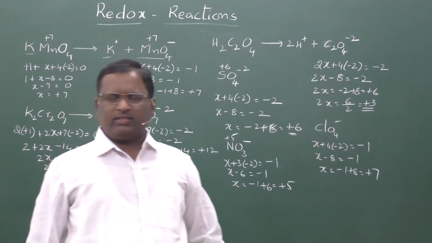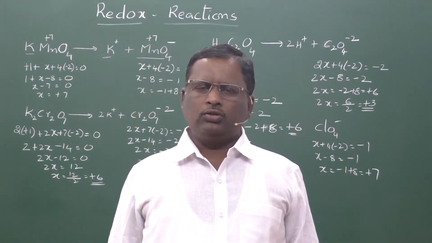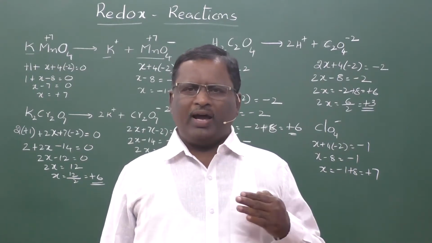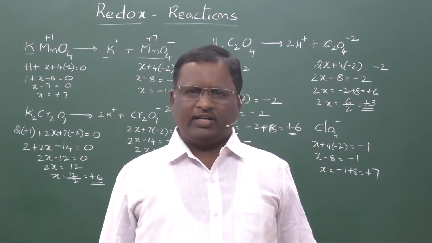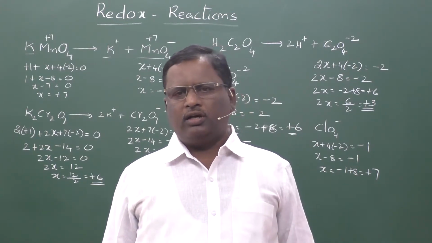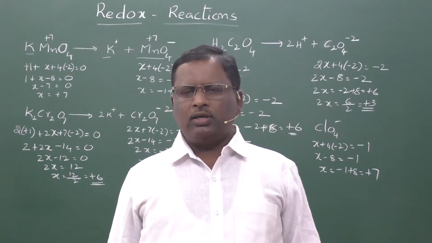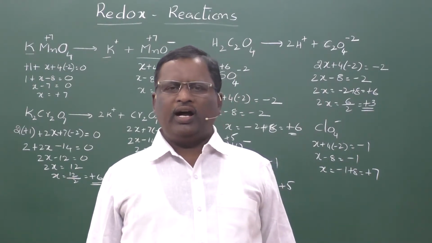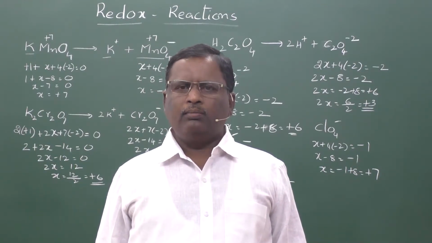Now, in the present case, in the scope of our syllabus, we have to balance the redox reactions. For balancing the redox reactions, there are many methods: partial equation method, oxidation number method, and ion electron method or half reaction method. In the scope of our present syllabus, we have the half reaction method. Let us verify how to balance the equation by the half reaction method.